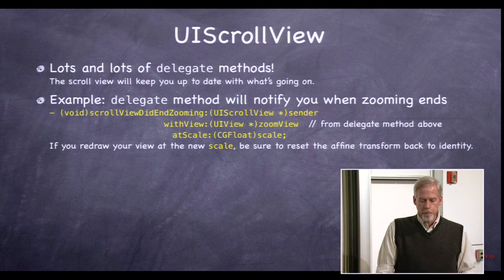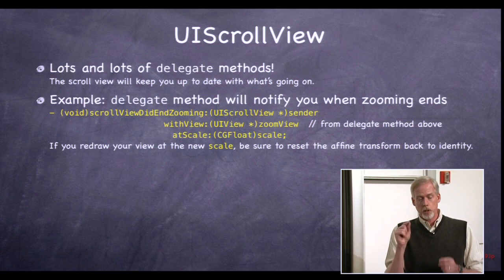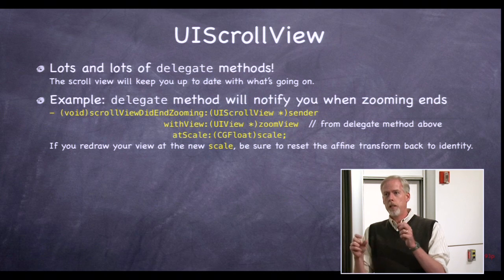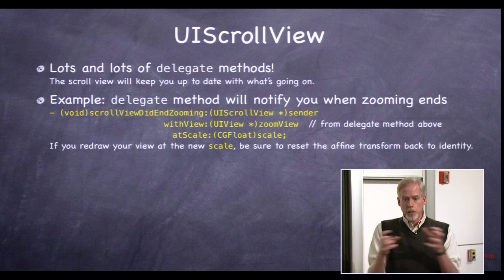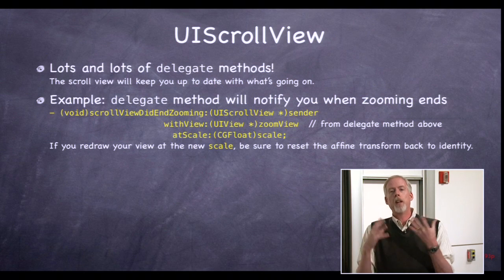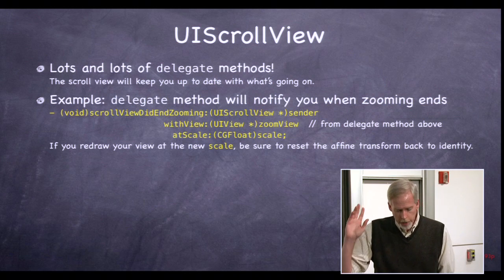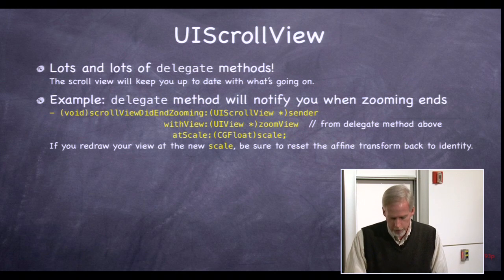But when you do this and you're going to redraw, make sure you set your transform back to the identity one, because otherwise it'll be confused because the transform is going to be scaled up or scaled down, and you're going to be redrawing it. It's going to scale the bits up and down. You want to stop doing that if you're redrawing, okay? So anyway, all the other delegates are, you know, scrollViewDidDoThat, willDoThis, shouldDoThat. Yeah, take a look at them.